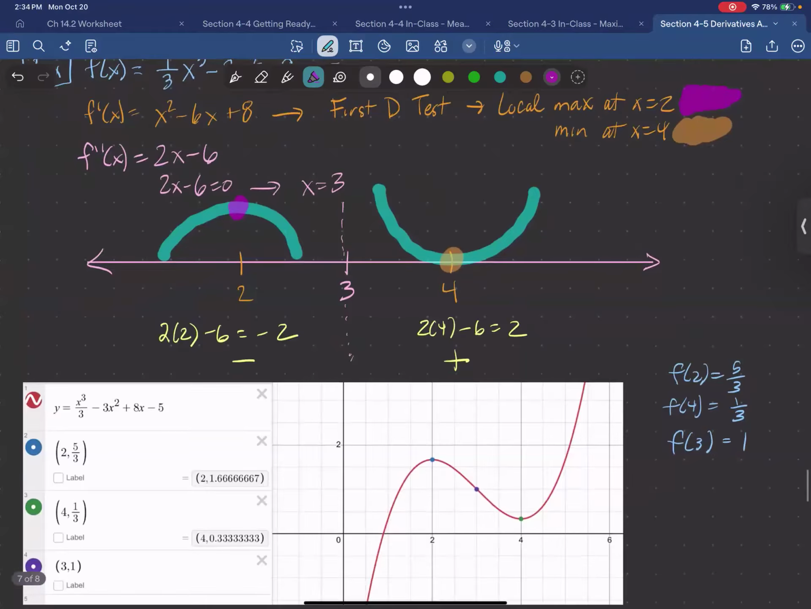And I graphed this on Desmos. We'll take a look at doing more with graphing after we've done 4.6. But I found what f of 2 was, where our local max was. I said that was 5/3. We had a local min at x equals 4, and that was at y equals 1/3. And my inflection point was at x equals 3.